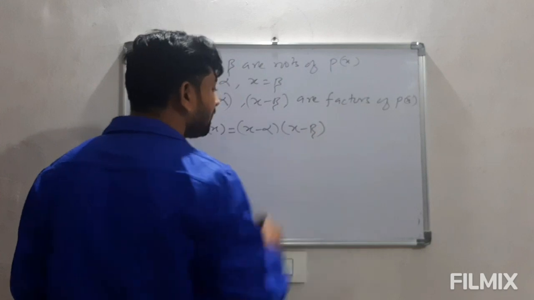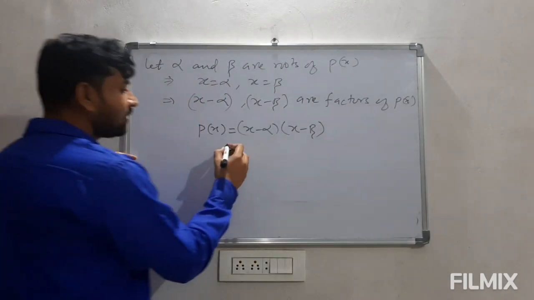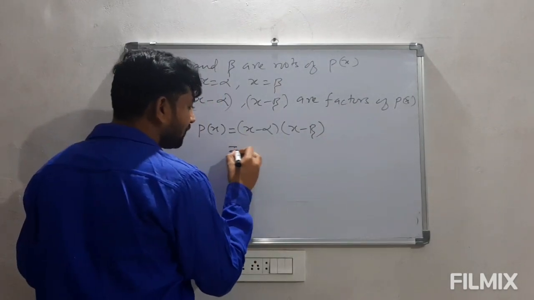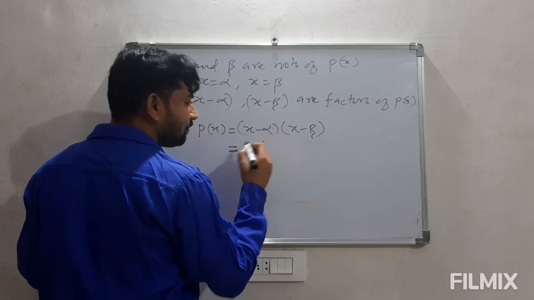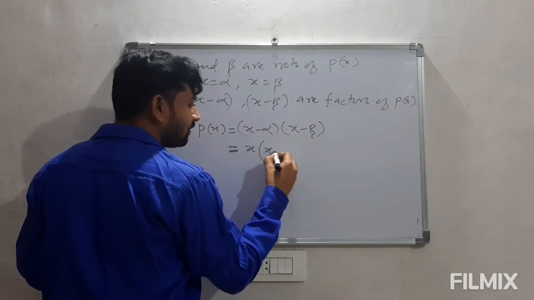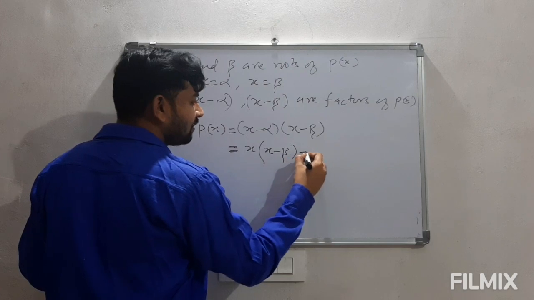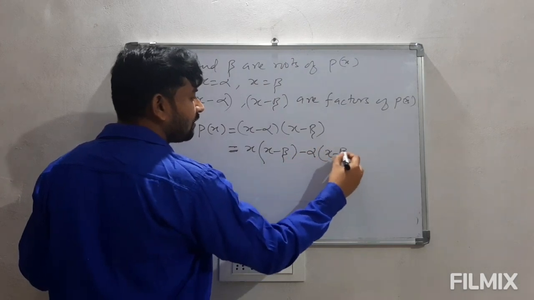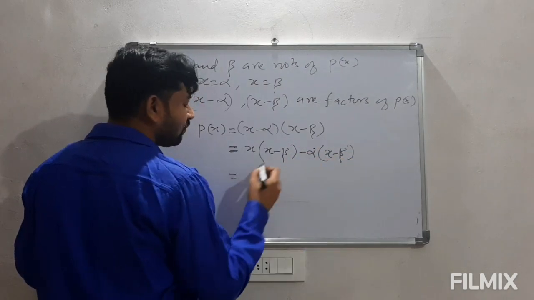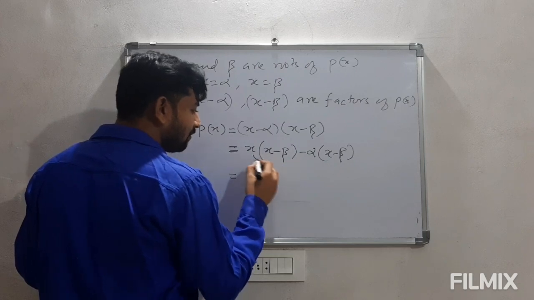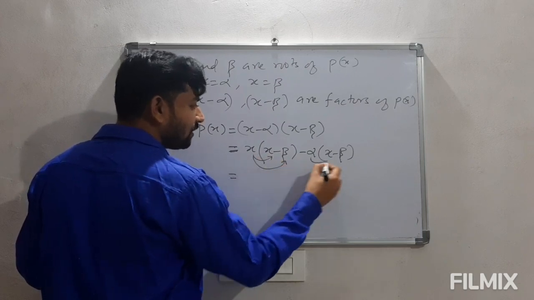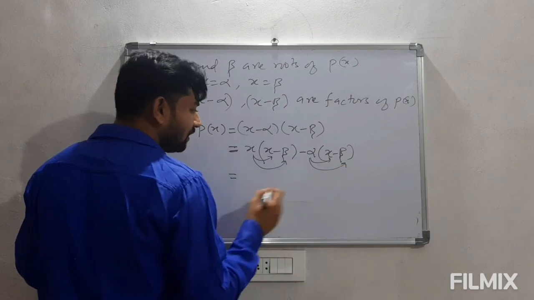into x minus beta. अगर हम इसको मल्टीप्लाई करें तो फॉर दैट पर्पस we have to open it, one bracket we have to open, so it is x into x minus beta minus alpha into x minus beta. So what we are getting, let us multiply. For this we have to multiply it one by one. One to one multiplication will be done.